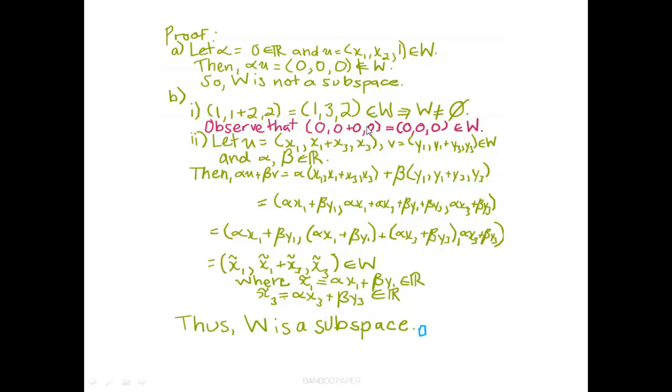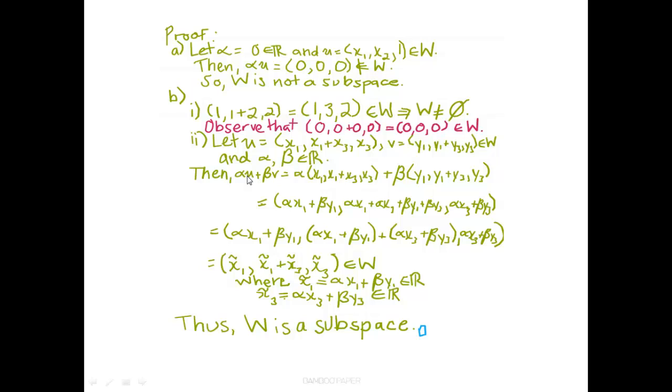So observe that the 0 vector, which is (0, 0, 0), is in W. We could have used this, and this only proves that W is different from the empty set, and that's beautiful. Now, the second part of the criterion: we pick the vectors u and v in W, alpha and beta in R, and verify if alpha u plus beta v is in W.